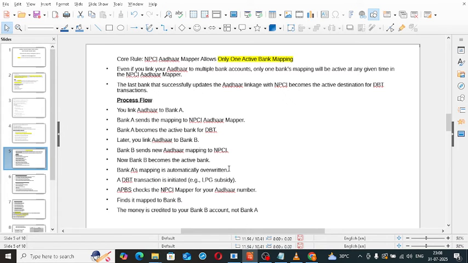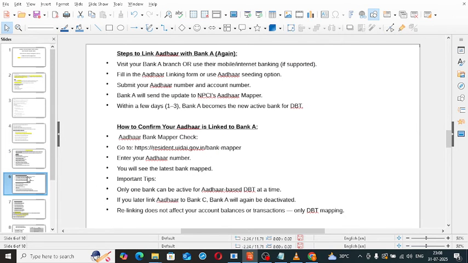Next, what are the DBTs? A direct benefit transaction will be initiated, and it will go to the Bank B account. But if you feel Bank B is not suitable for you and you need to get your subsidy in Bank A, you need to do some steps in Bank A. So what will you need to do? Visit your Bank A branch or use their mobile or internet banking, if supported.